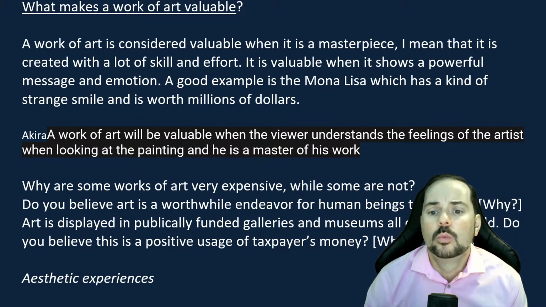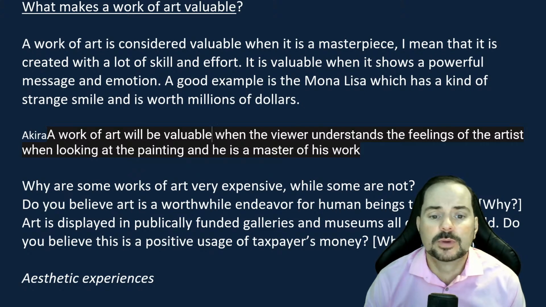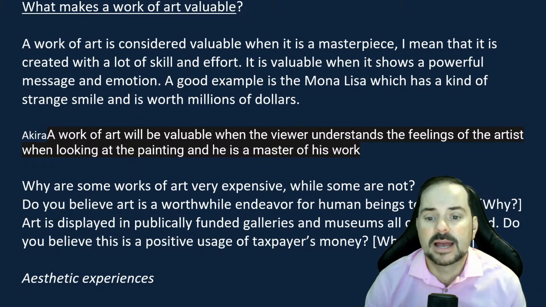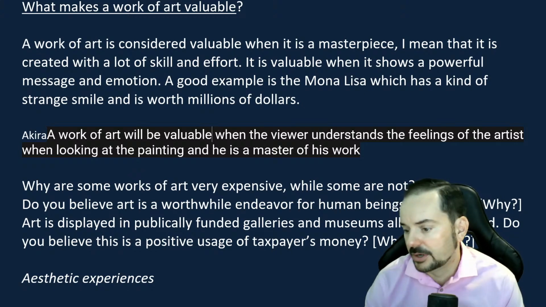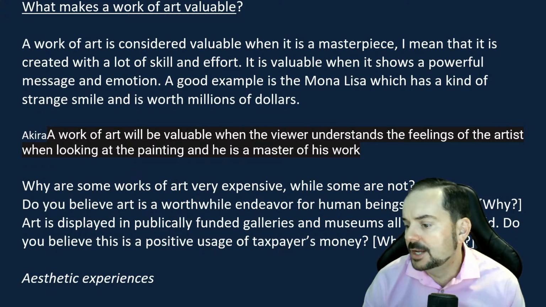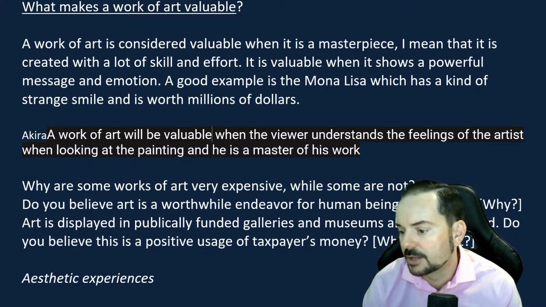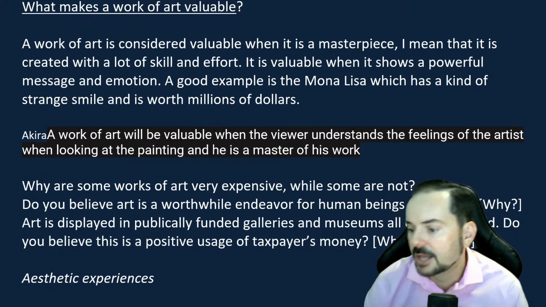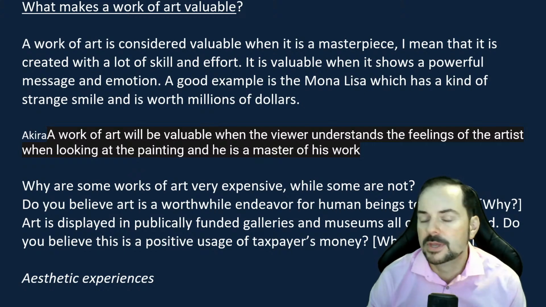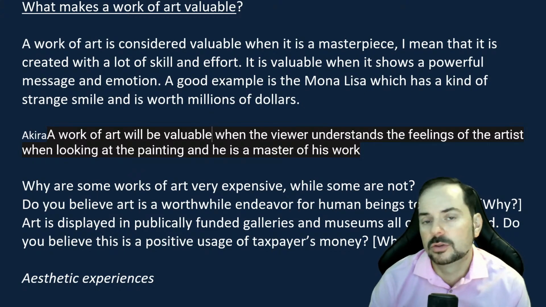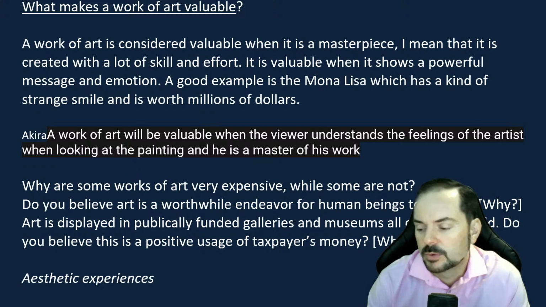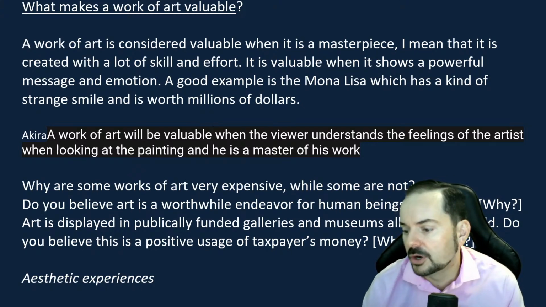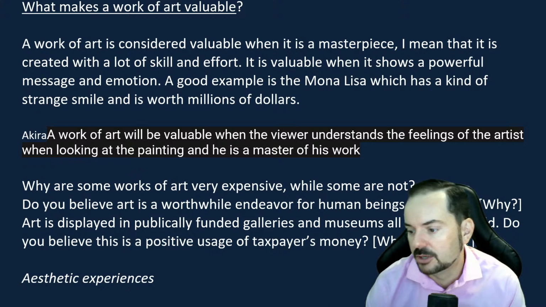Okay. When the viewer understands the feelings of the artist when looking at the painting, and he is a master of his work. Okay, what do you mean? Explain it. Give me an example, Akira. All right. Anahita says the real meaning of anything that the artist wants to deliver to the people makes the work of art important, as there are paintings which have deep and coherent meaning. Anahita, what do you mean? Examples, I think, here are very good to include, because otherwise it's hard to kind of understand what we're talking about. Yagna says, according to me, there are 2 points which can make art valuable. First, the person that made it, and the second is uniqueness.